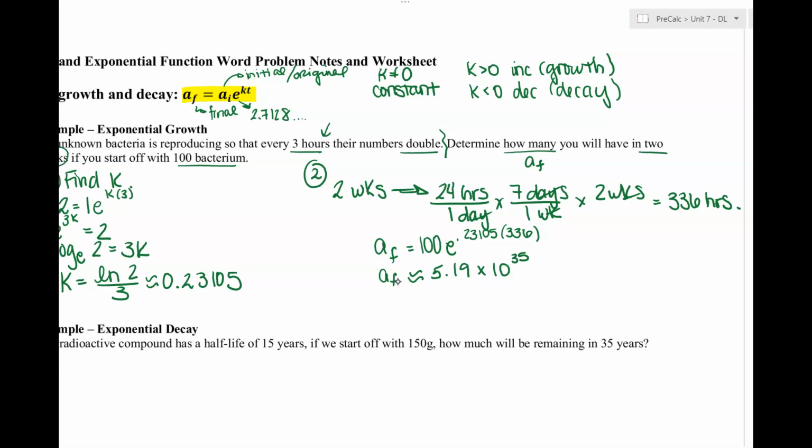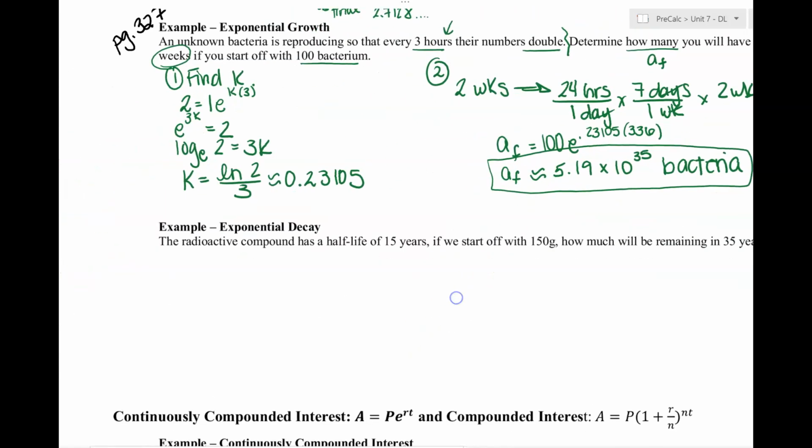Absolutely. You can write it out in standard notation, but I am totally okay like this. And it's bacteria, so we will say bacteria to answer it. Now, if you're wondering why we converted the weeks to hours, that's because our constant was figured out using hours. You always want to go for the time frame that's based off whatever your k is found in.